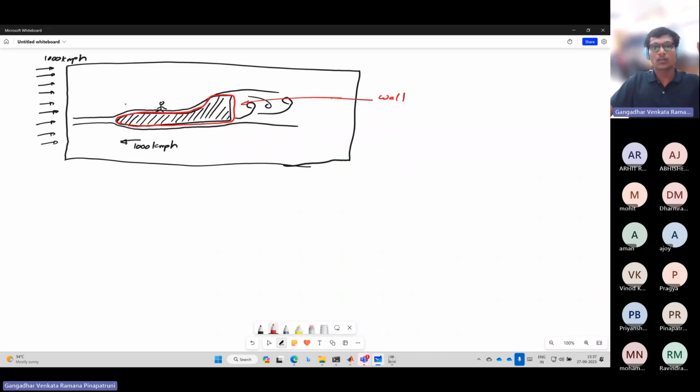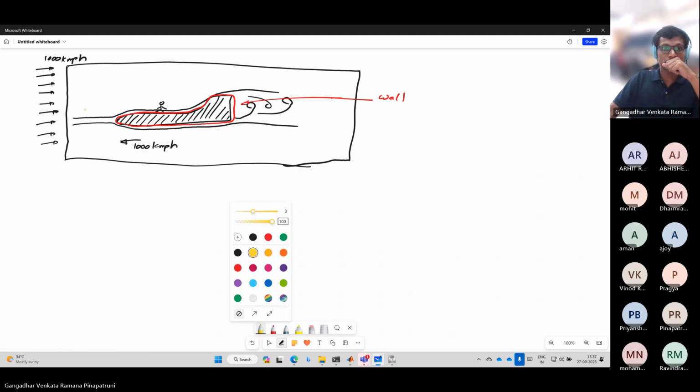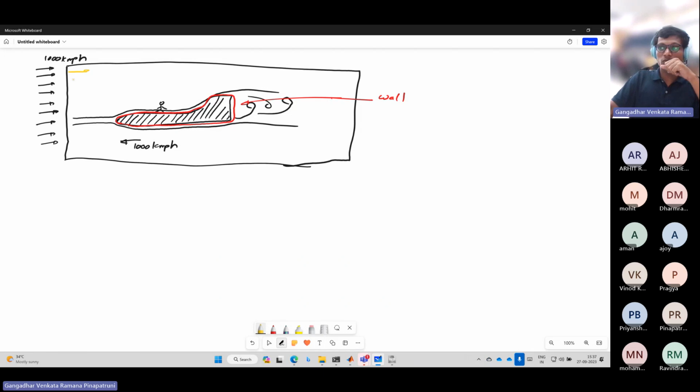So this condition we applied now. Also, this computational domain won't move, and this aeroplane also won't move. What is moving? Only the flow is moving. From where? Flow is moving from the left side, from this particular point, and exiting from here.